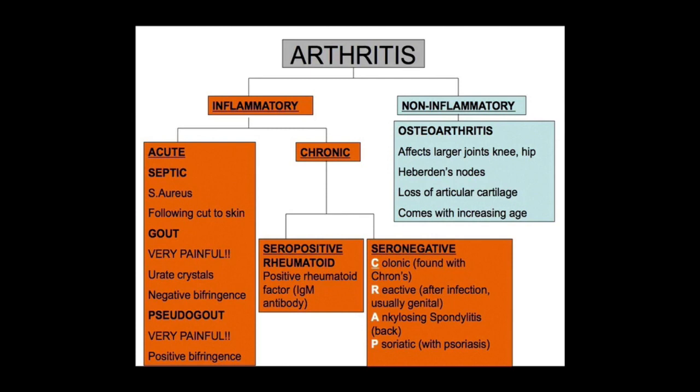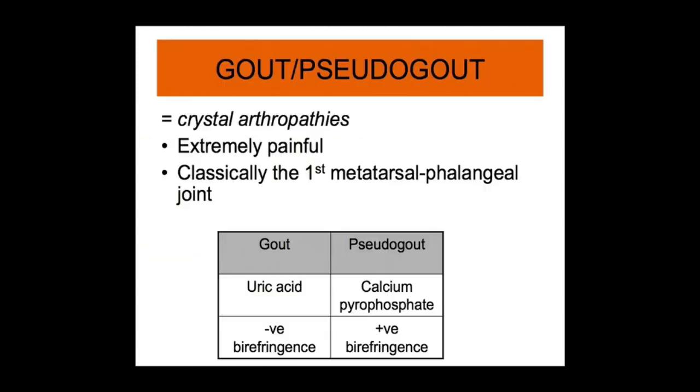The last two are called the crystal arthropathies, and it encompasses gout and pseudogout. Now, the main characteristic of both of these conditions is that they are probably the most painful arthritis possible. But they do share some characteristics, but there are a few major differences which we'll talk about now. So gout and pseudogout are the crystal arthropathies. As I said earlier, they are extremely painful, and classically they affect the first metatarsal phalangeal joint.